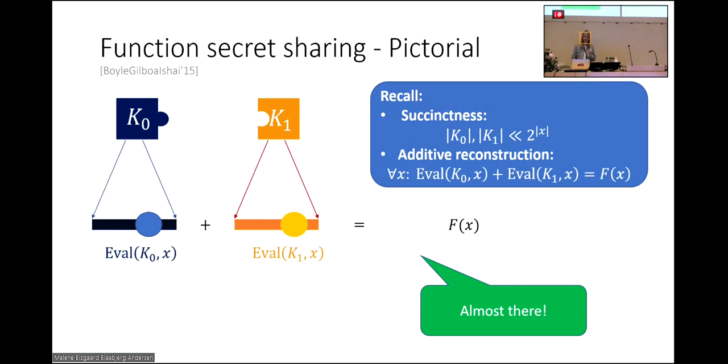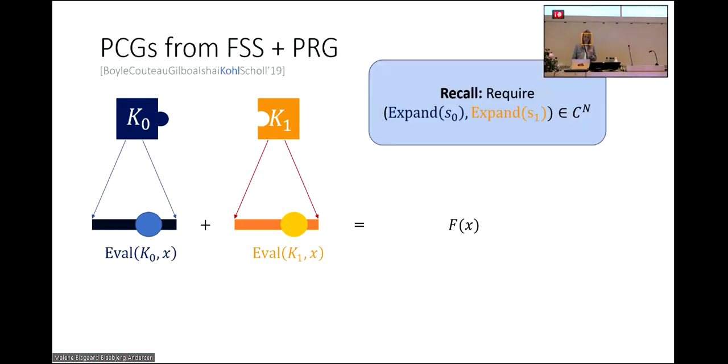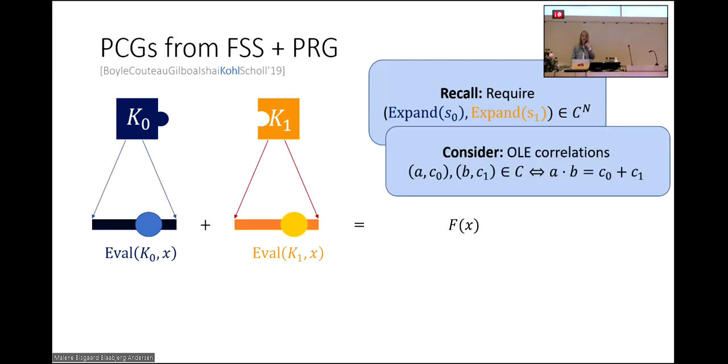So let's recall our requirement. We want a PCG: if we expand the left-hand side and expand the right-hand side, then the outputs should be in the correlation. And the correlation, this is a bit easier to write: we have A, C0 and B, C1 such that A times B, held by the left party and the right party, equals C0 plus C1.